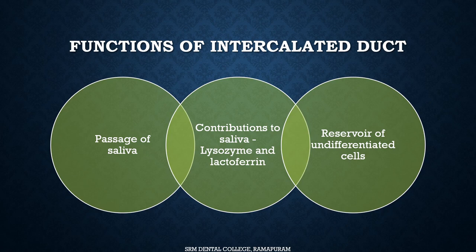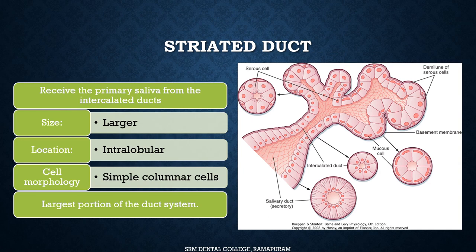Secondly, it contributes certain enzymes such as lysozyme and lactoferrin into your saliva. Thirdly, it acts as a reservoir of undifferentiated cells. That is, if there is an injury to your intercalated duct, undifferentiated cells will multiply and replace the cells that have been lost. So the next is your striated duct.